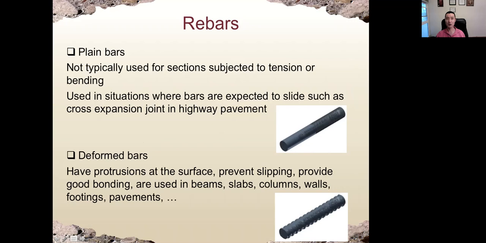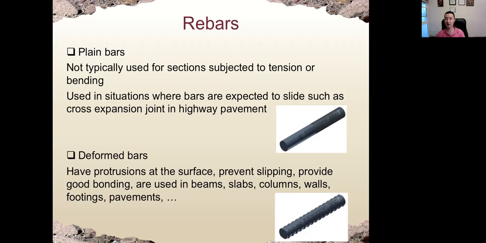Right. So most of the rebar will be deformed rebar with rough surface. But sometimes in special situations, we may also use plain rebar. That is in a situation where we do not want good bonding between the rebar and the concrete. For example, for highway pavement, we may put the rebar across the expansion joint, okay, but we do not want a strong bonding between the rebar and the concrete.